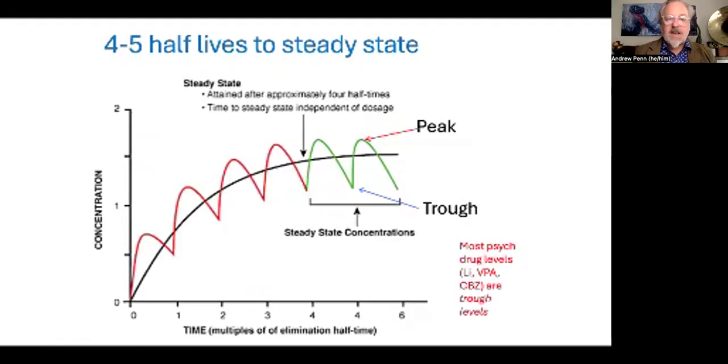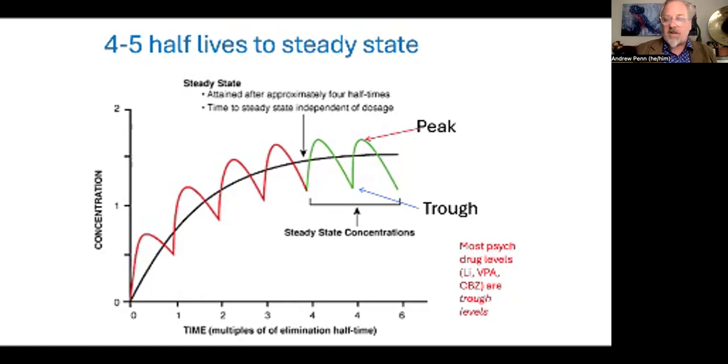It typically takes about 5 half-lives for a drug to reach what is known as steady state. What steady state is, you can see in this red section of the graph: each time the drug is taken, it hits a peak, it starts to be eliminated from the body, and then we take another dose. So it goes up a little higher, and it goes down again, and then we take another, it goes up, it begins to go down again. But you'll notice over time, that level begins to flatten out.